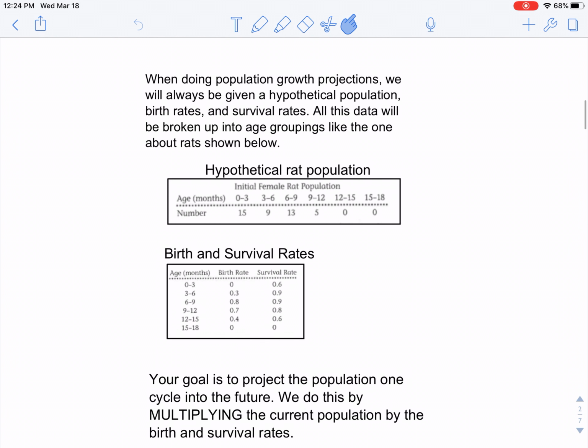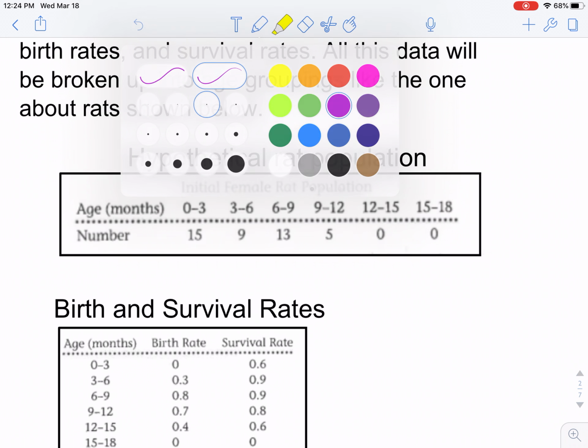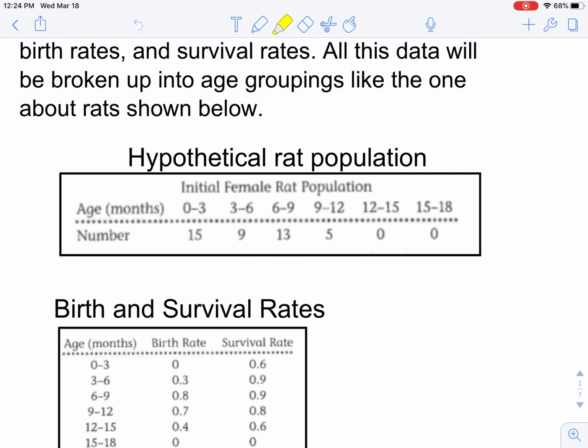You'll always be given a starting population. Here's your starting population for the rats. Okay, and they'll always be broken up in age groups. So usually it's by month. Rats don't have too long a lifespan, so like 0 to 3 months, 3 to 6 months, 6 to 9. Those are the ages of the rats.